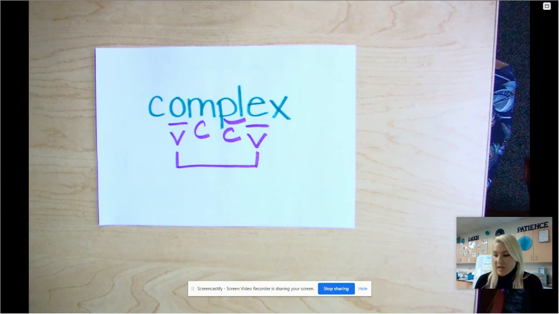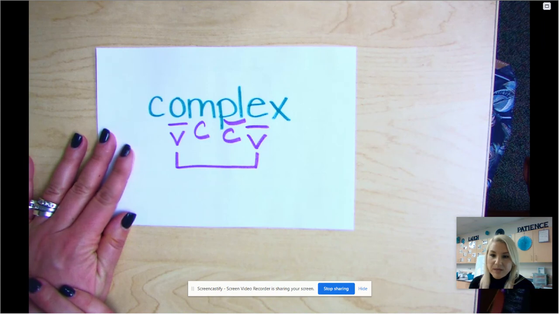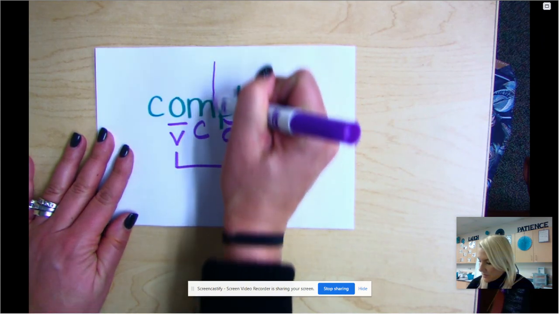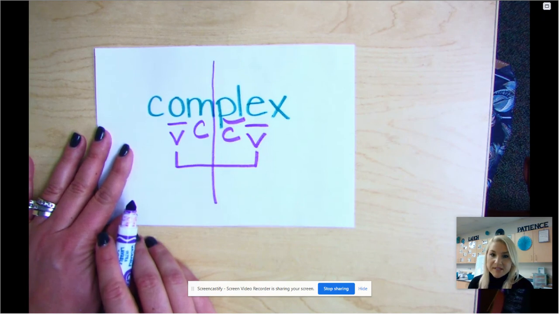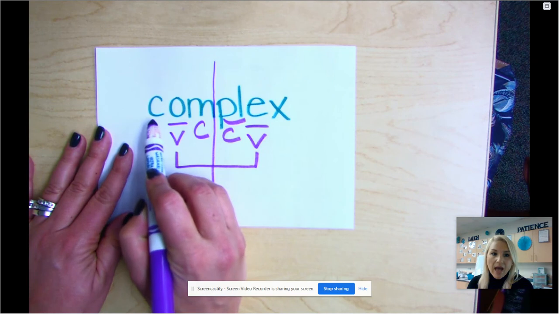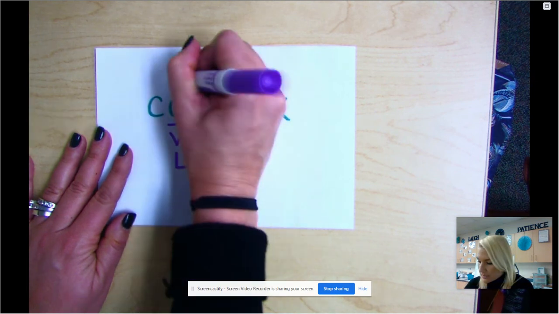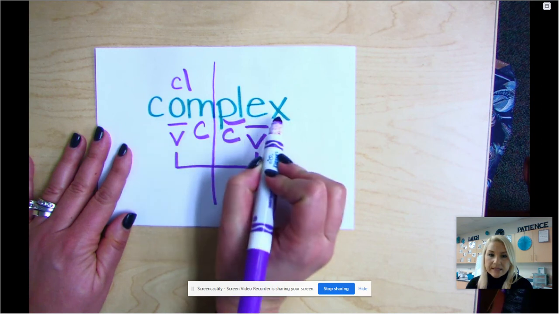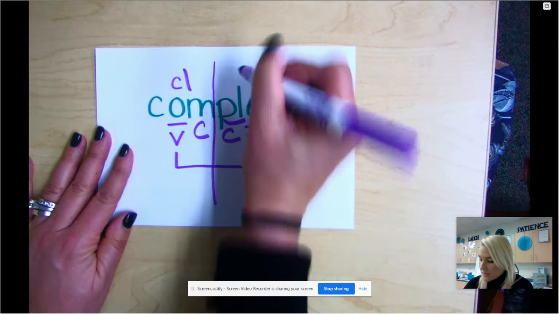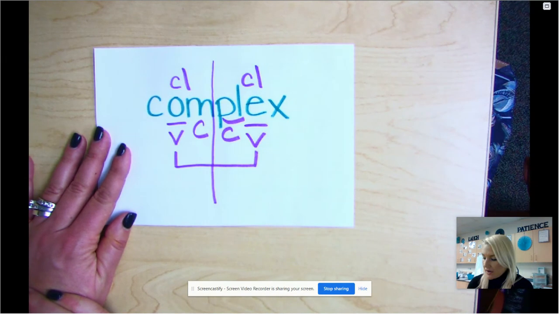Now I'm going to go back to what I know. Now I have a VCCV pattern, and I'm going to divide it between my C's, which means right between the M and P. My last step, which we'll need to add to the poster, is to label the syllable type. So I want to read each syllable. Calm. I hear ah. I don't hear it saying O, which means it's a closed syllable. And my next one is plex. I hear short e, which also means it's a closed syllable. And now I can read the word together, complex.